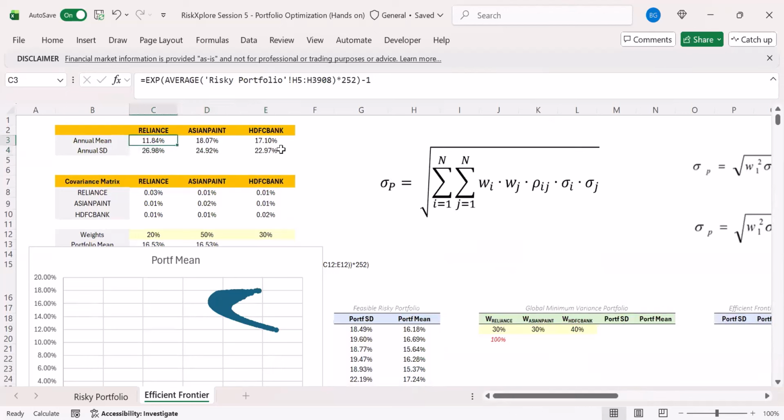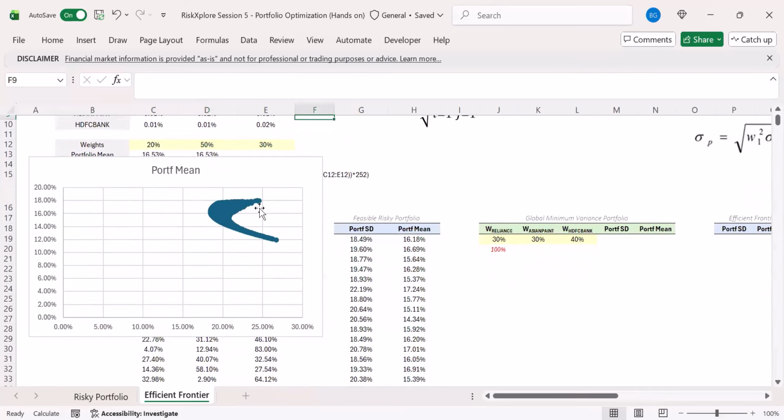Again, just to clarify one point, this is computed using historical data, but we cannot say that historical data will be representative of the future as well. So you can use your own numbers here. Let's say using your research, you find out that Asian Paints will not perform this well. It will not give us an annual return of 18%, it will only give an annual return of 5%. So you can use 5% here instead of 18%. That is something we can manage here.